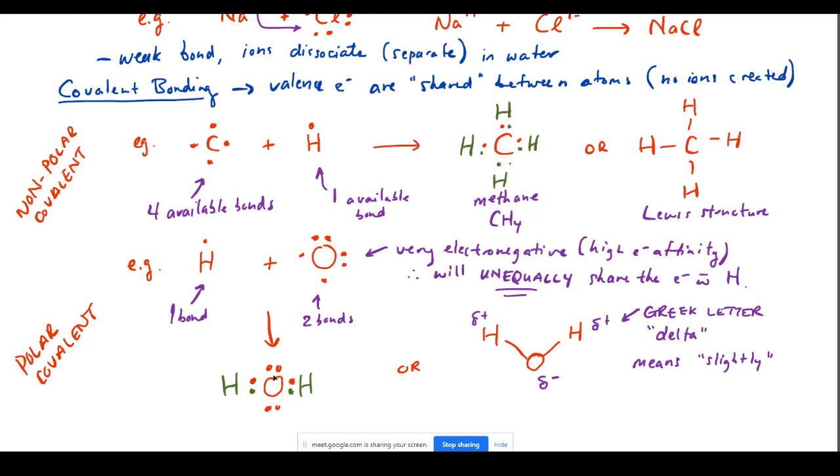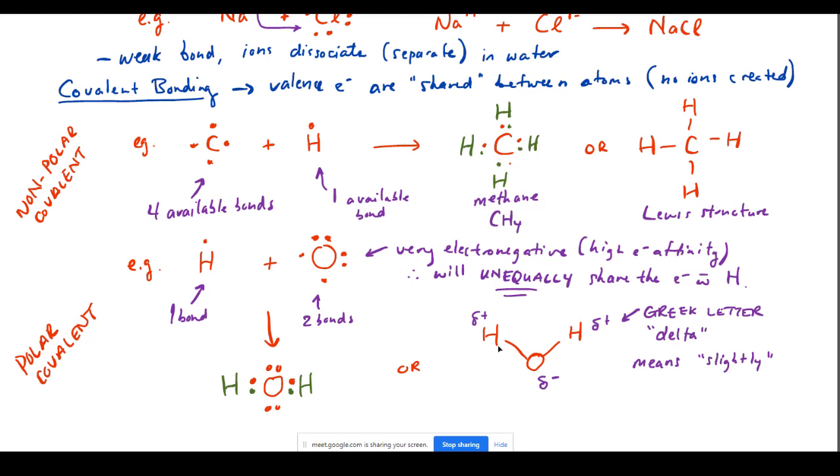So because they're spending more time around here, it means that most of the time, the oxygen at the bottom is ever so slightly negative. This little weird squiggly symbol is the Greek lowercase d. It's called delta. And when we're using it in this context, it just means slightly. So because we have these electrons, even though this is a shared pair, most of the time these electrons will be whizzing around the oxygen, making it ever so slightly negative. And because hydrogen then is sometimes missing those electrons, it's ever so slightly positive.